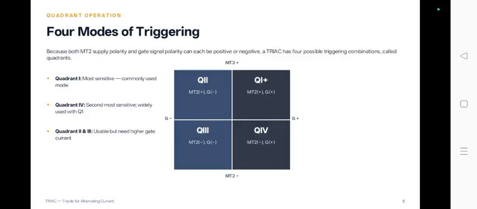Next are the four modes of operation. Because both the MT2 supply polarity and the gate signal polarity can each be positive or negative, a TRIAC has four possible triggering combinations called quadrants. Quadrant 1 is the most sensitive and commonly used mode. Quadrant 4 is second most sensitive and widely used with Q1. Quadrants 2 and 3 are usable but need higher gate current.